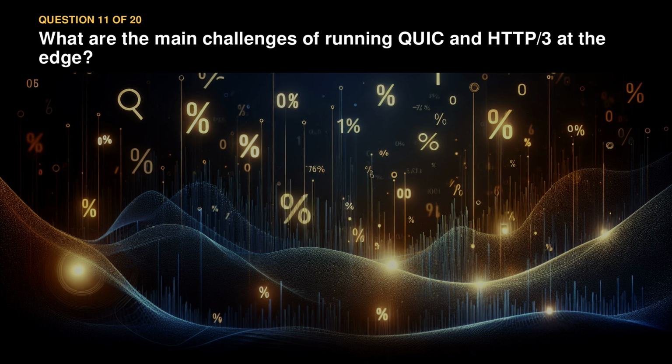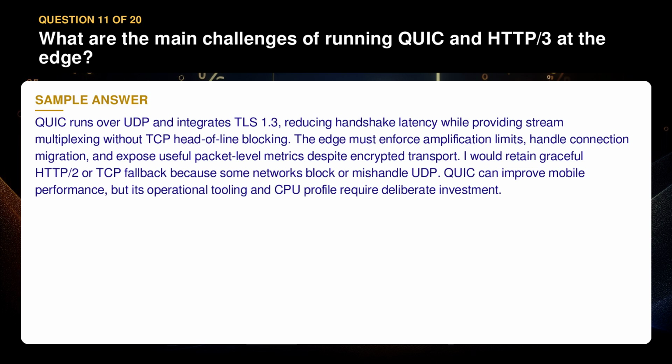Question 11. What are the main challenges of running QUIC and HTTP/3 at the edge? QUIC runs over UDP and integrates TLS 1.3, reducing handshake latency while providing stream multiplexing without TCP head-of-line blocking. The edge must enforce amplification limits, handle connection migration, and expose useful packet-level metrics despite encrypted transport.